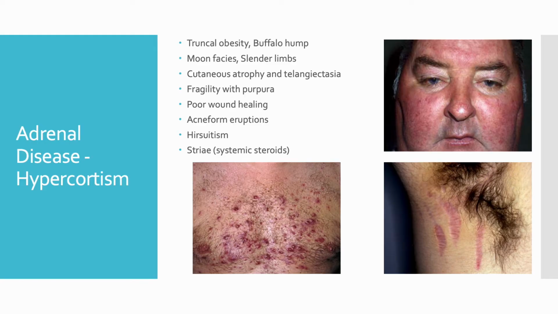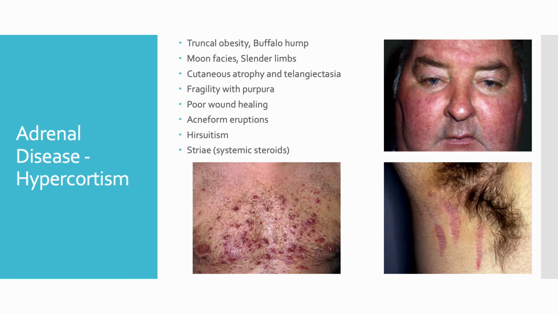Hypercorticism produces the features of Cushing's syndrome. And obviously Cushing's syndrome can be due to endogenous production of glucocorticoids from either a pituitary adenoma, or more commonly an adrenal adenoma. And of course it's most commonly caused by exogenous steroids used to treat another disease.